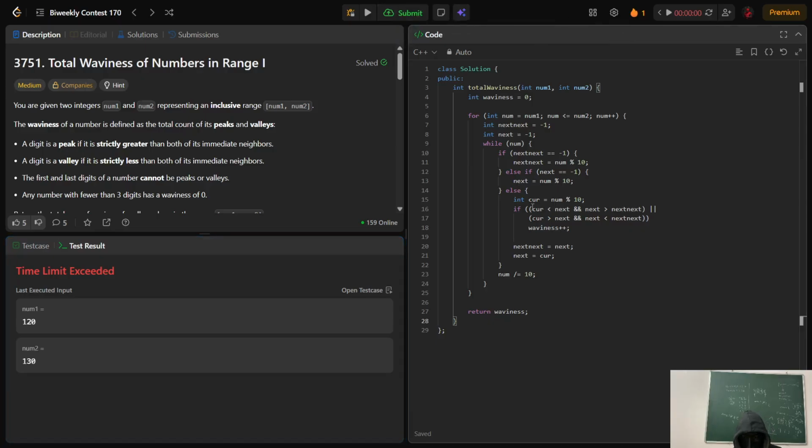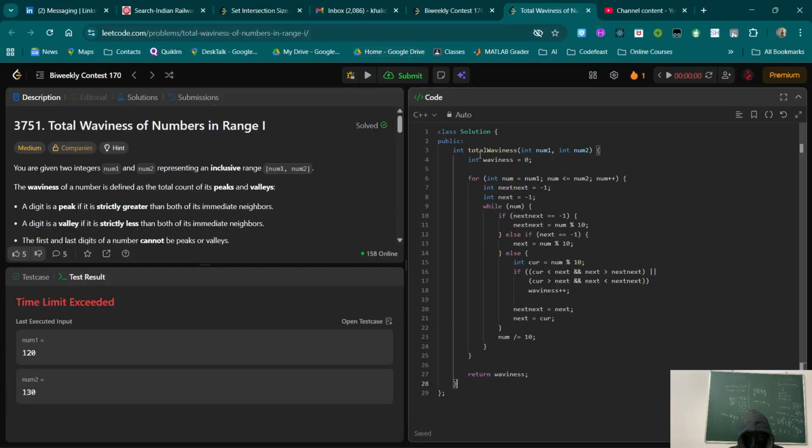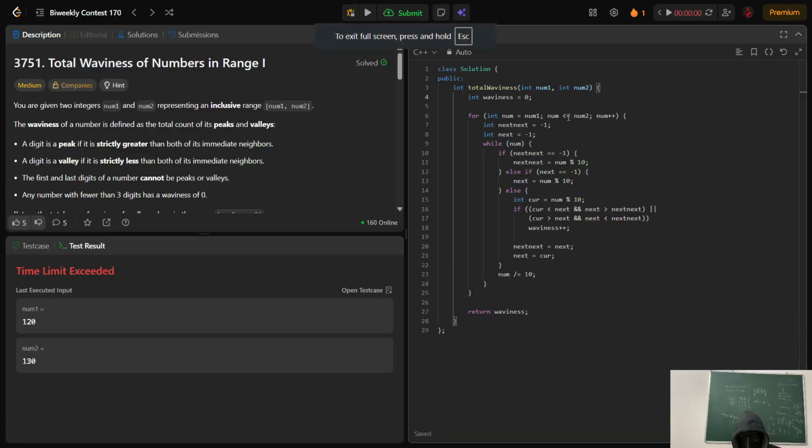Time limit exceeded. Just give me a second. Okay, let's debug. Okay, so we have num, and every time, see, whenever we have this num, initialization num1, and this same num we are taking care of while doing the calculation, so it is going to be 0. So every time it is going to initialize with 0. Yeah, like 0 and then 1 we have. So that's why it is not going to accept.